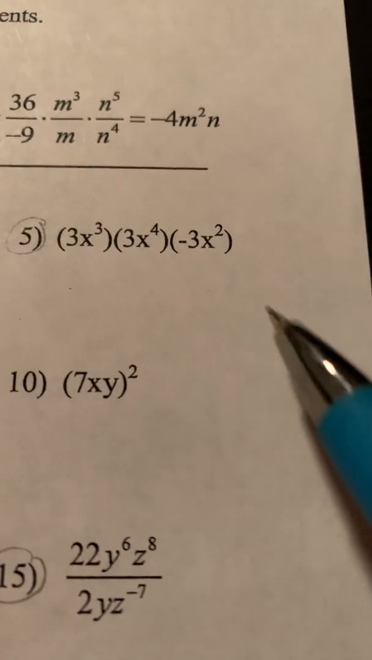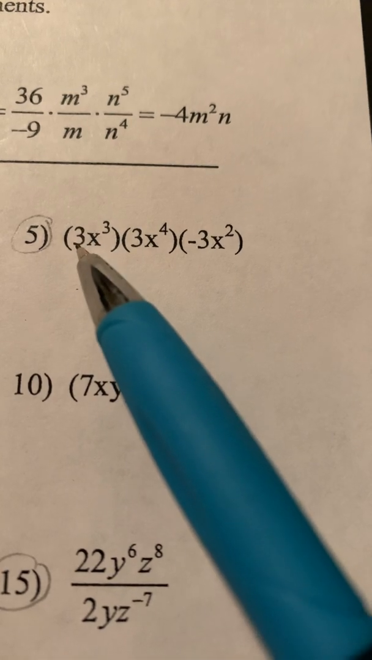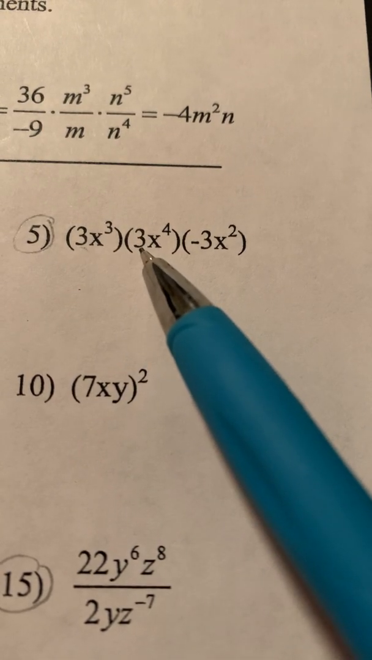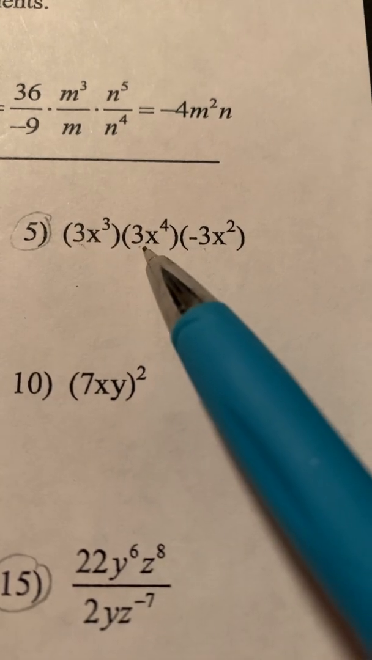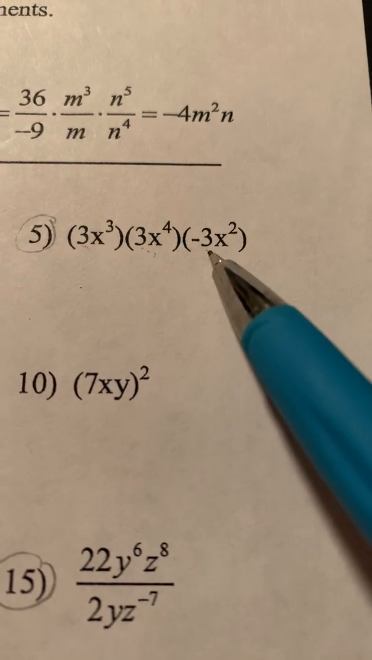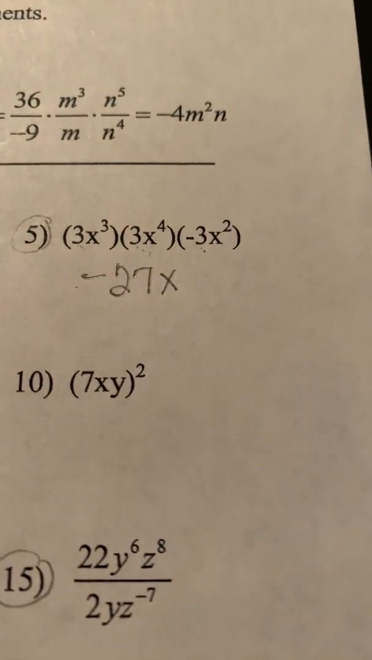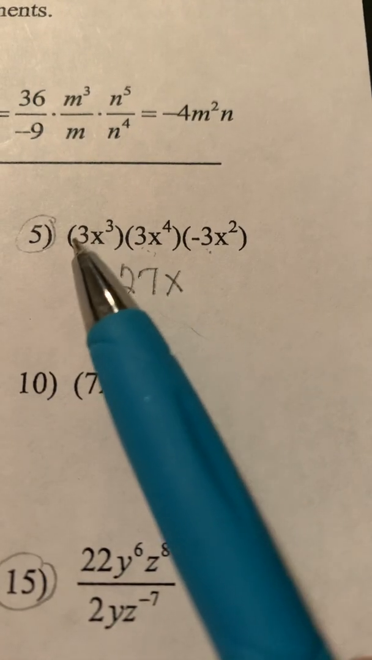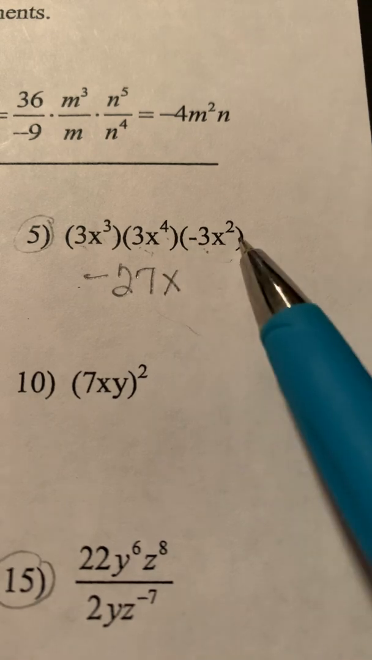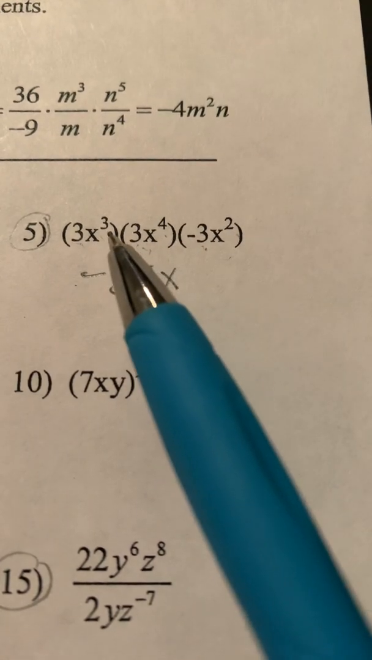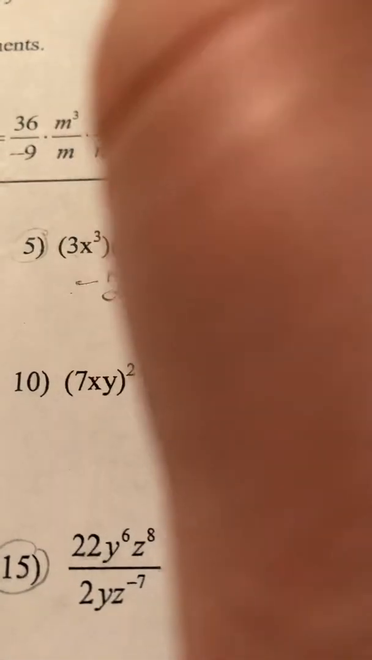Next, if we look here, we've got 3 times negative 3 times... Well, 3 times 3 is 9. 9 times negative 3 is negative 27. Then x to the, because we're multiplying these, we add our exponents. So 3 plus 4 plus 2, 4, 5, 6, 7, 8, 9.